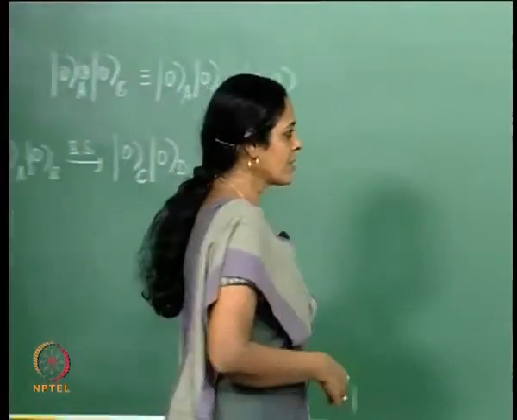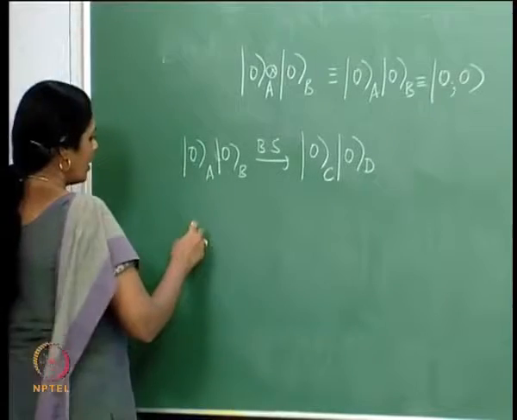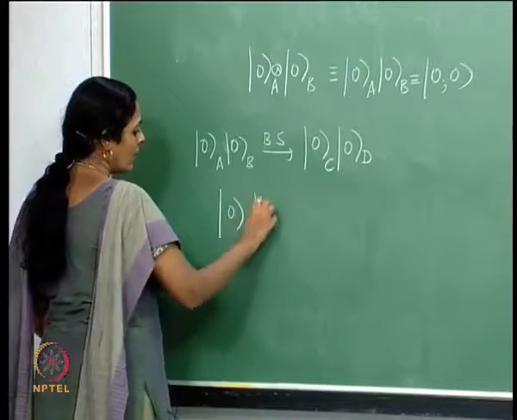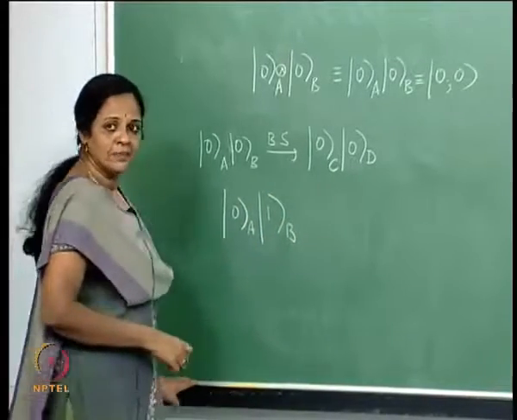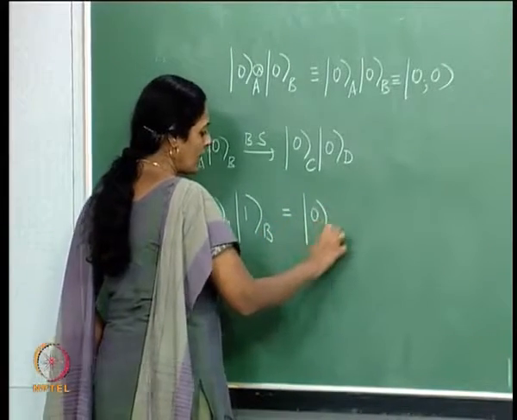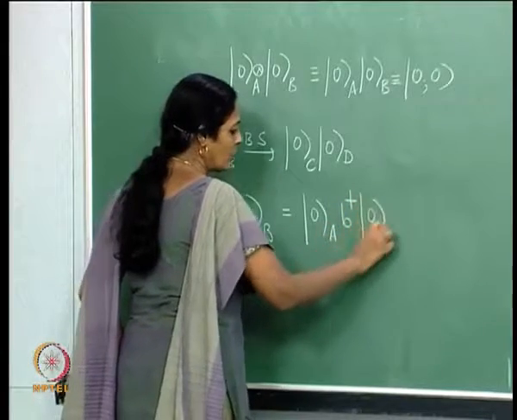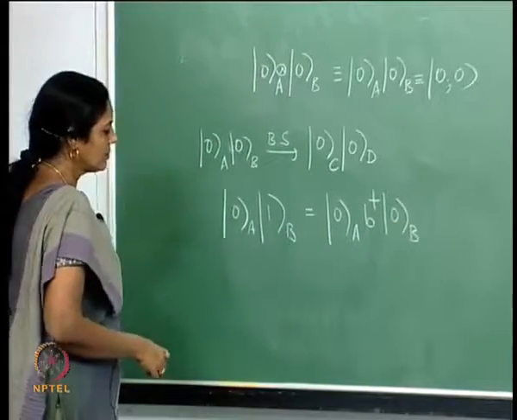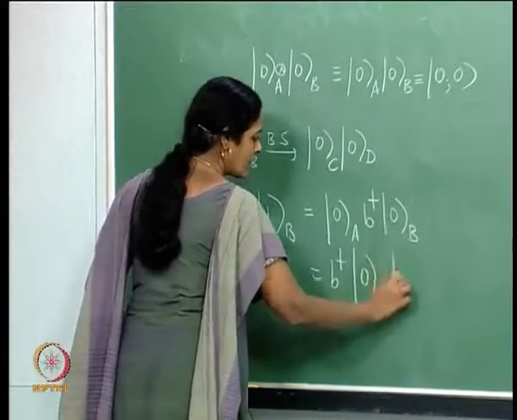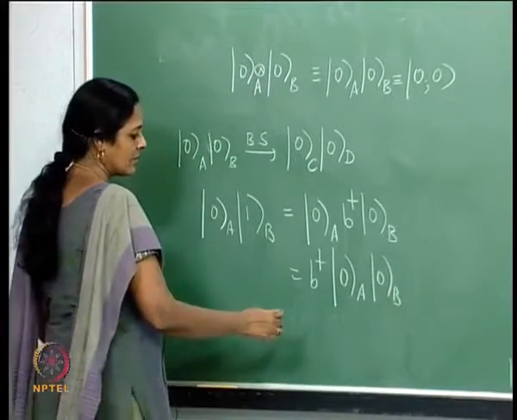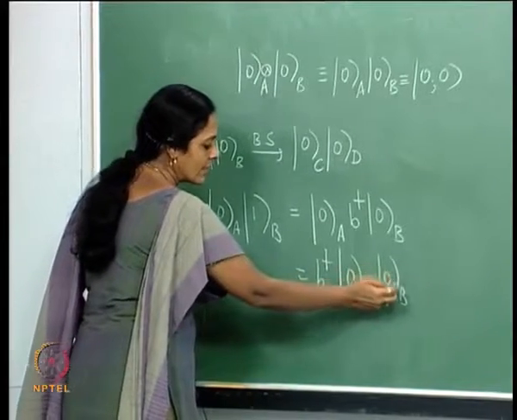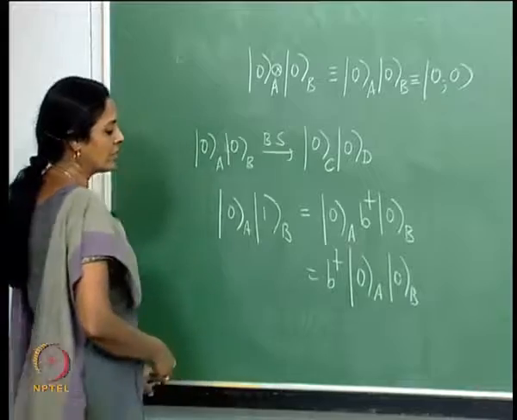Now, I will use this fact. Suppose I have 0 photons through the port A and 1 photon through the port B. I can well write this as 0A, B dagger 0B, but that is the same as B dagger 0A 0B. Remember that this is a product state here, and B dagger acts only on ket 0B and leaves 0A untouched.